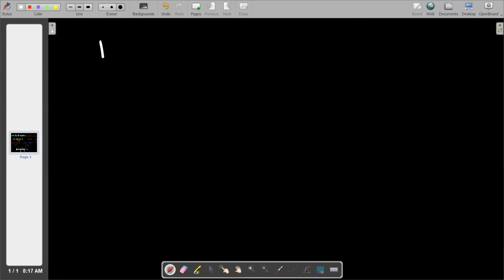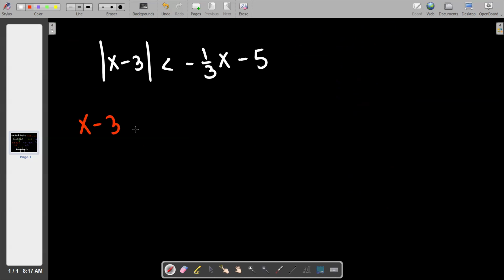We have the absolute value of x minus 3 is less than negative 1/3 of x minus 5. Let's go find some boundaries. One of the boundaries will be found here. And then the other boundary will be found where?